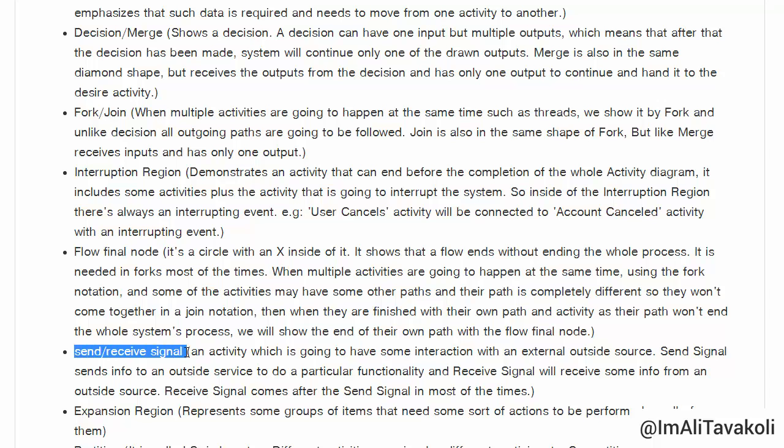Send and receive signal: an activity which is going to have some interaction with an external outside source. Send signal sends info to an outside service to do a particular functionality, and receive signal will receive some info from an outside source. Receive signal comes after the send signal most of the time. Signals show that we are working with a third party or an outside source or service in our activity flow.